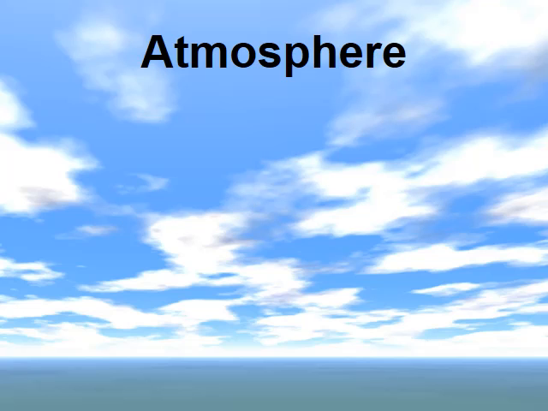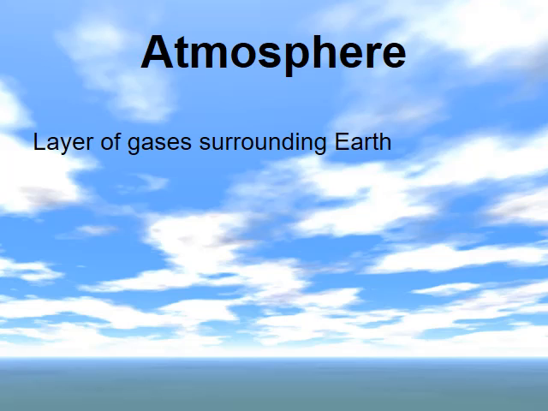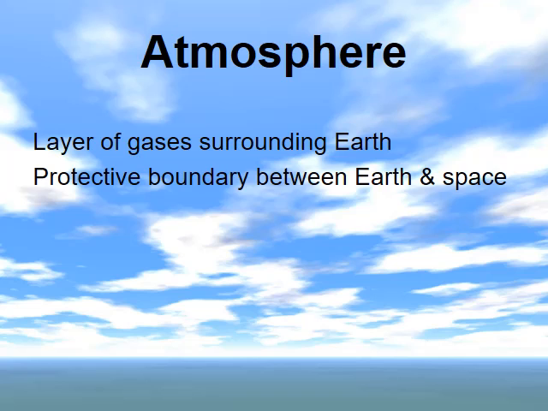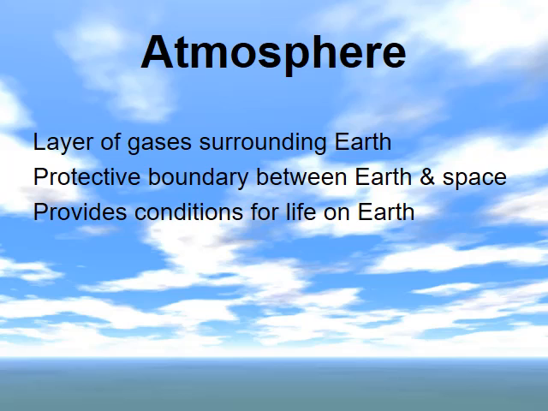So what is the atmosphere? The atmosphere is a layer of gases that surrounds the Earth, which is a protective boundary between Earth and space, and it provides the conditions for life on Earth. Because if there were no atmosphere, we would not be able to survive on our planet.